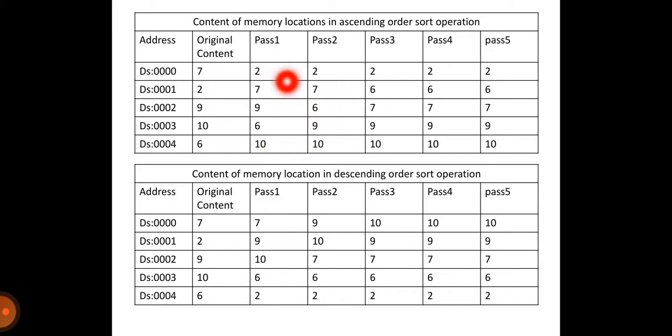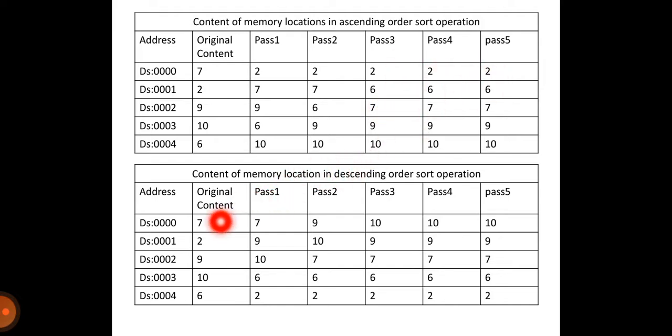2 compare with 7, 2 comes first. 7 compare with 9, 7 comes first. 9 compare with 6, 6 comes first. And 9, obviously 10 has got its place. Then here 9 has got its place. 2 compare with 7, 2 comes first. 7 compare with 6, 6 comes first. 7 compare with 9, 7 comes first. Now here we got our sorted array. No need for further passes.